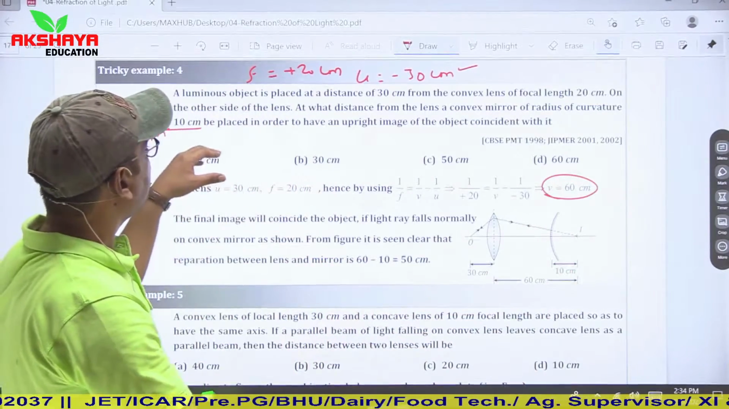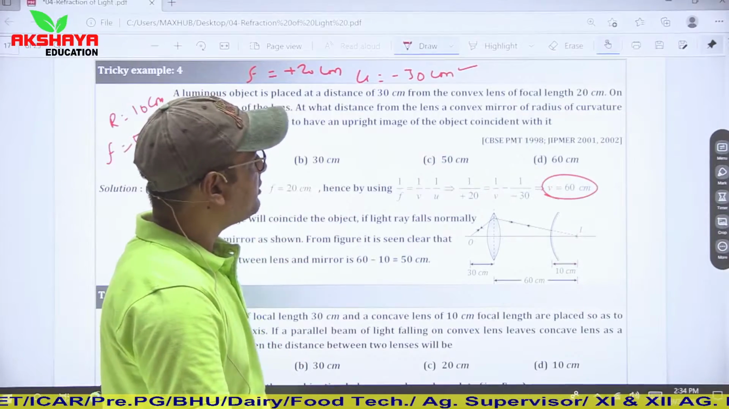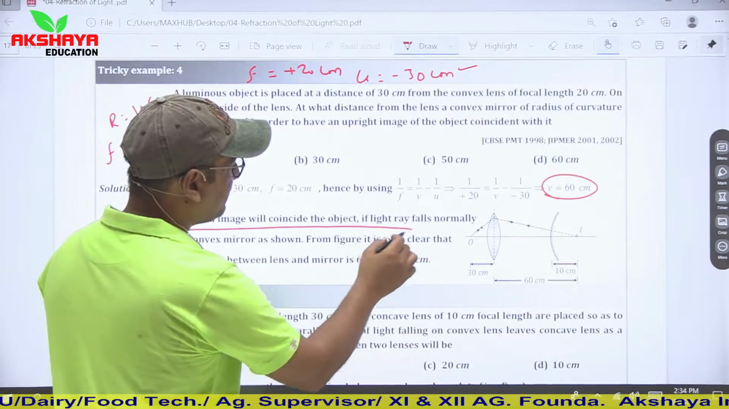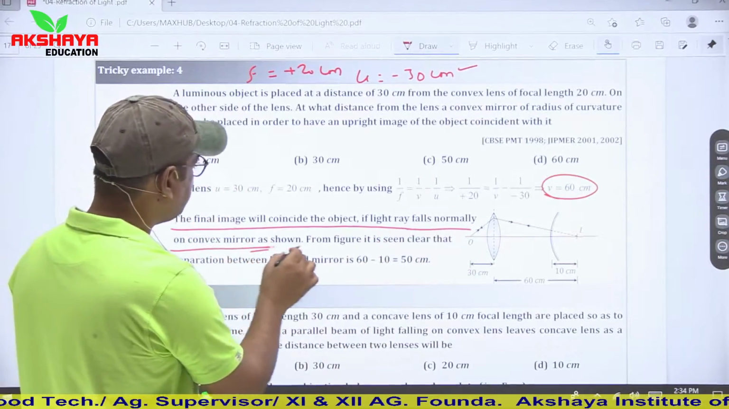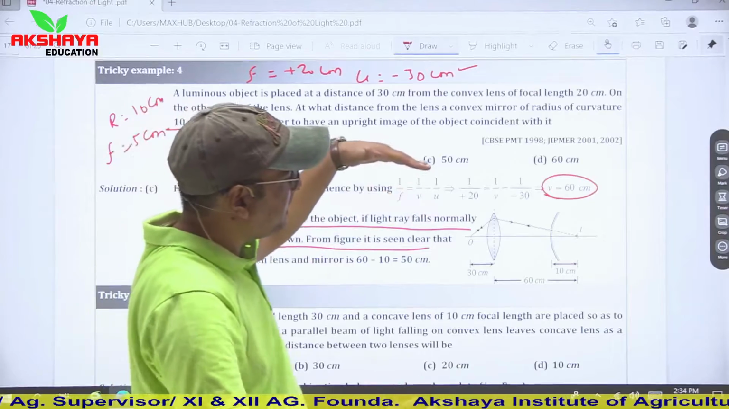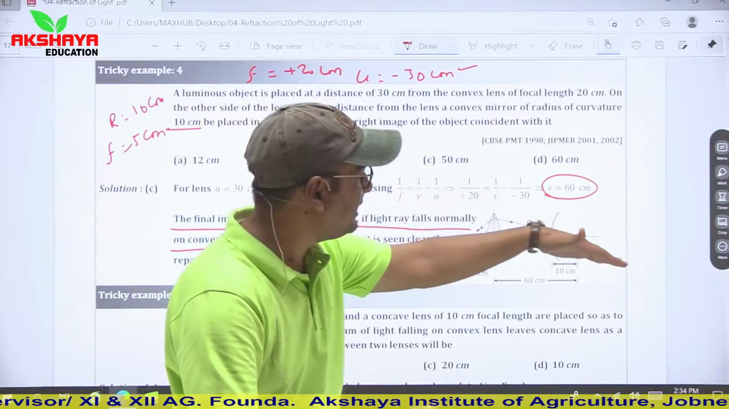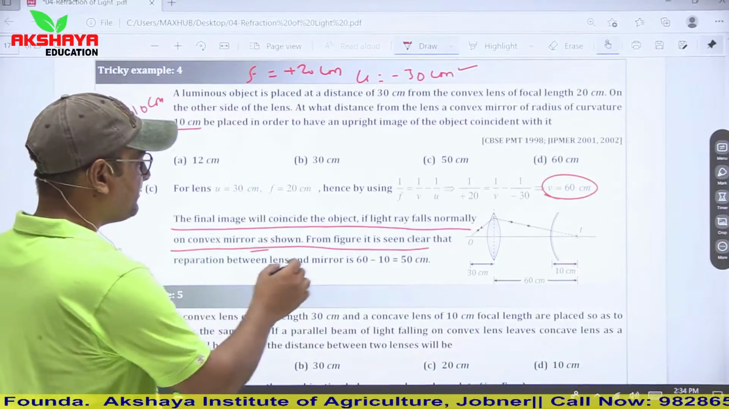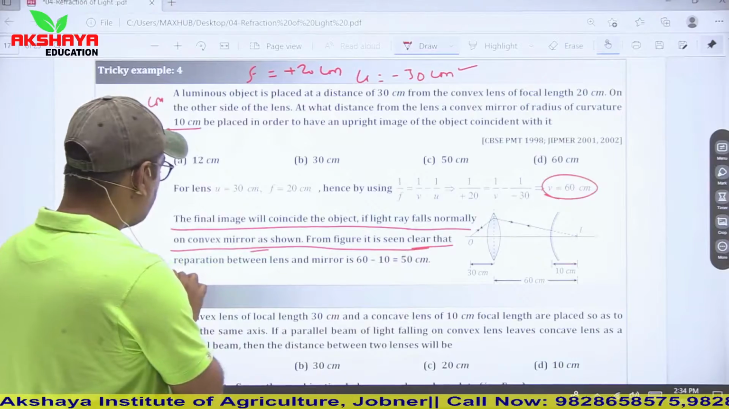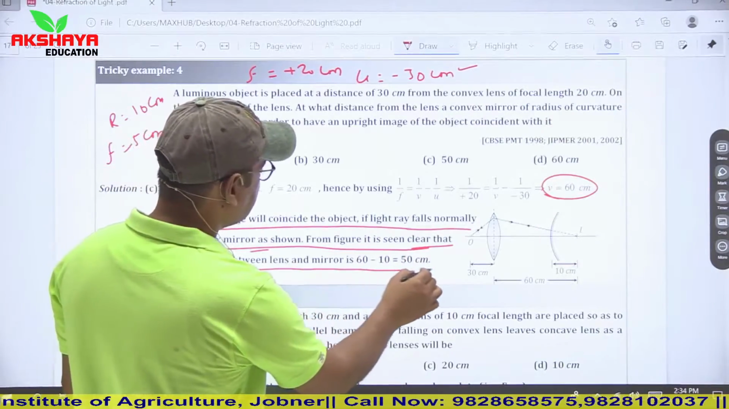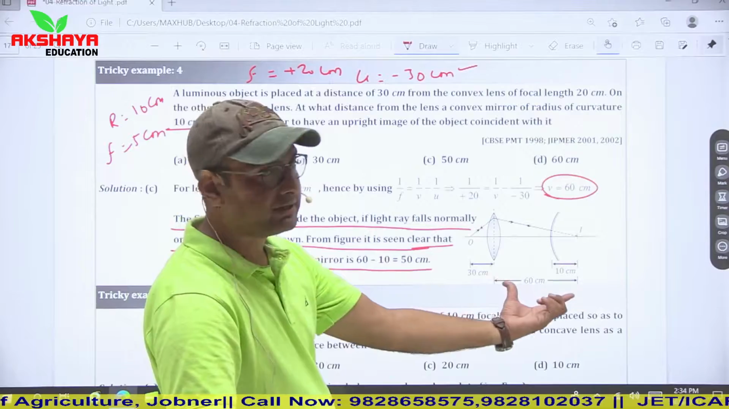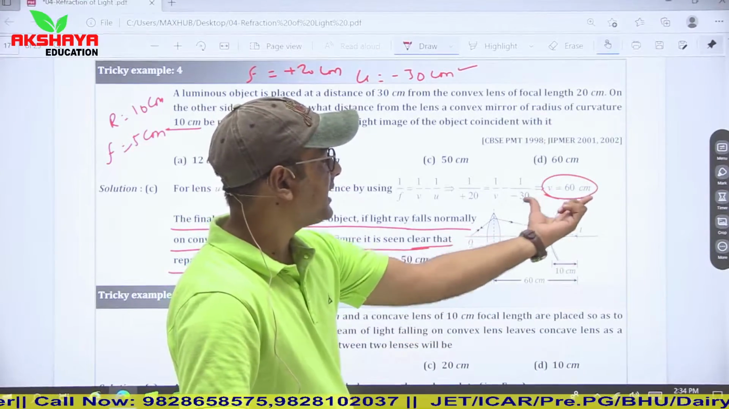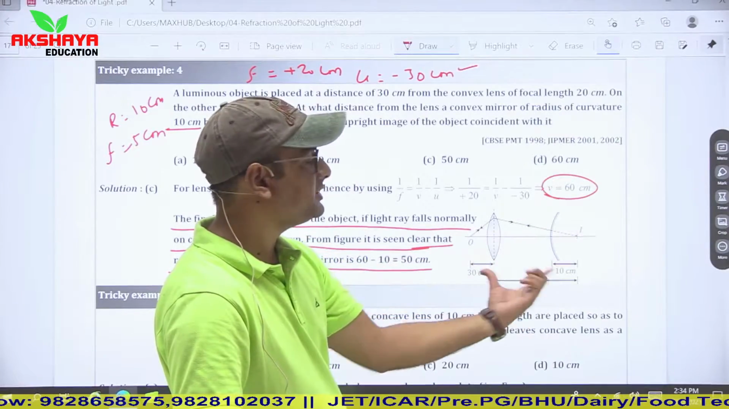Now see, we are given that the upright image of the object coincides with it. So the final image will coincide with the object if light rays fall normally on the convex mirror as shown. So if light incidents normally on the surface, then only light will bounce back on the same path. So in this case, it is clear from the figure that the separation between lens and mirror is 60 minus 10. This 10 is the radius of curvature, and the total distance which has been calculated is 60. So the separation between lens and mirror is 50 centimeter.